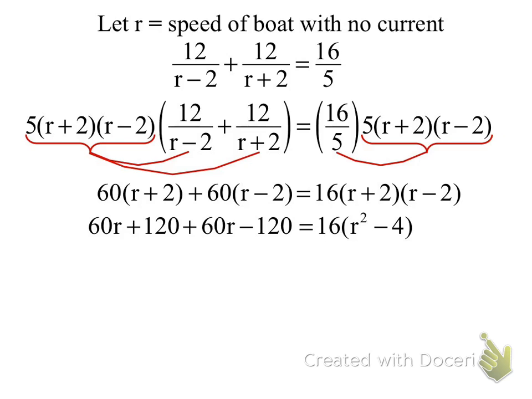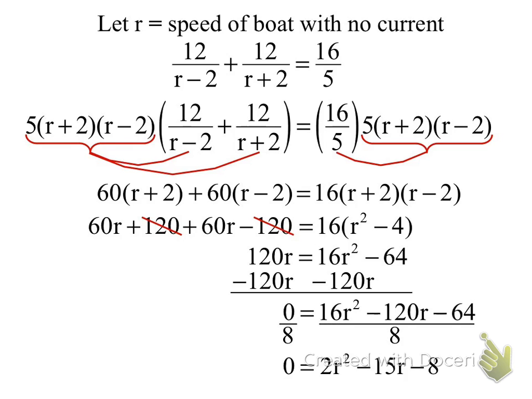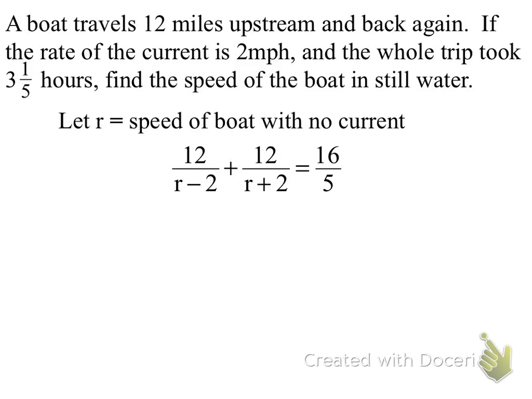Okay, let's check our work. So after you've distributed, we know that on the left side we can cancel negative 120, positive 120, and combine like terms. 120r equals 16r minus 64. I'm going to subtract 120r. Now, can we simplify this? Yes. By, Sarah? Divide out an 8, and we are left with 2r squared minus 15r minus 8. How do you want to solve the next part? Lead coefficient factoring.